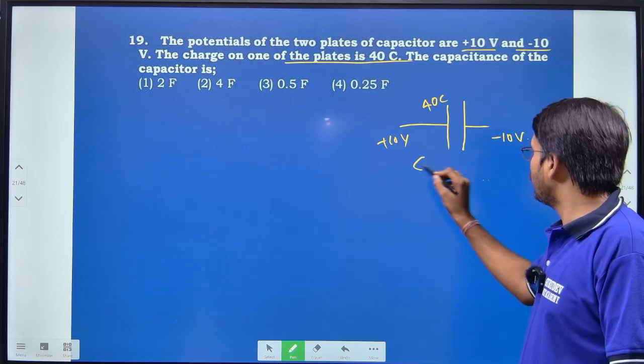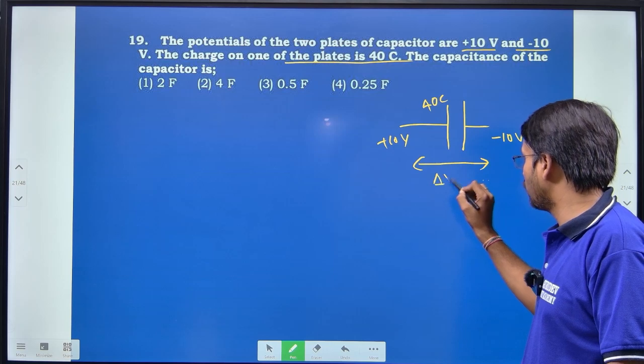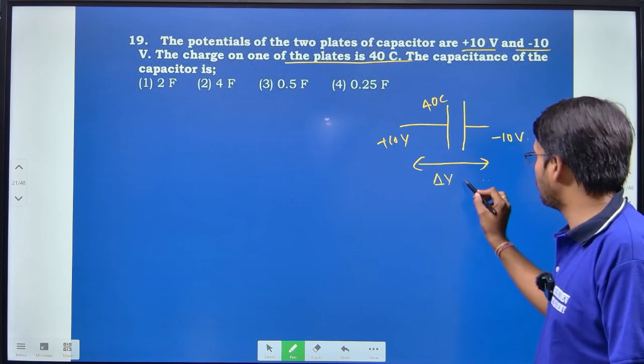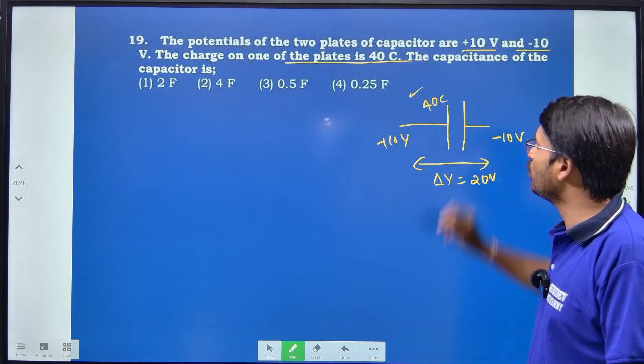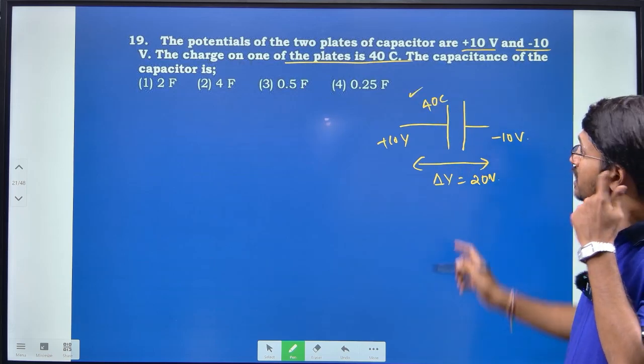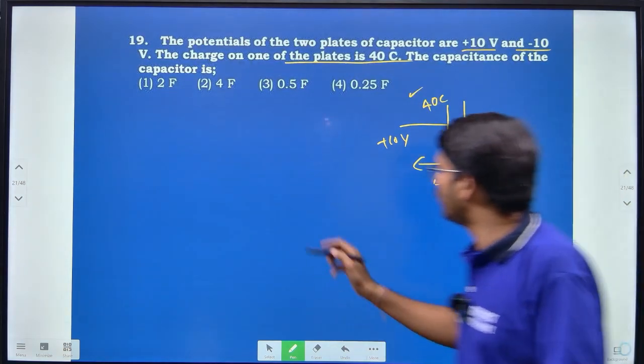Whenever we look at the potential, here we look at only the potential difference. What is the potential difference here? The difference of these two will be 20, and the charge we know, that is 40 coulomb. If that is the case, what is asked here? Capacitance. What is the equation for the capacitance?